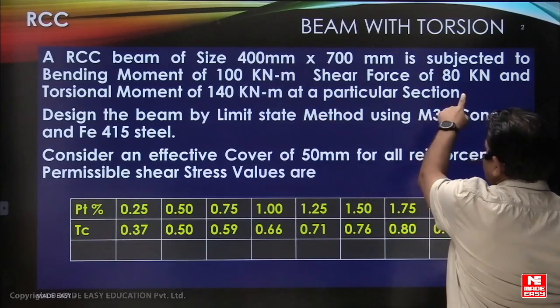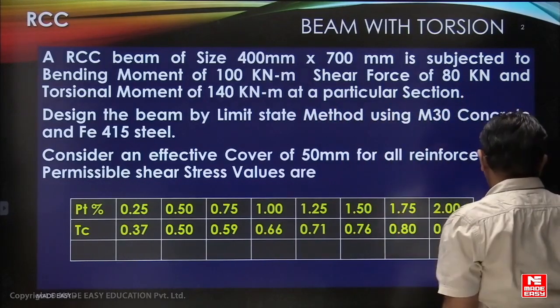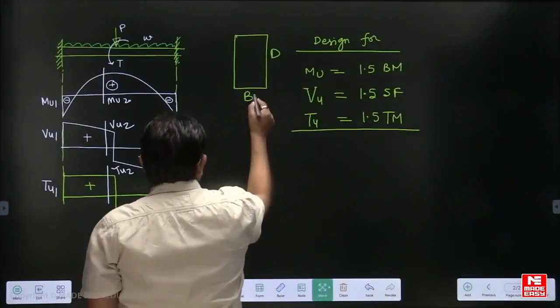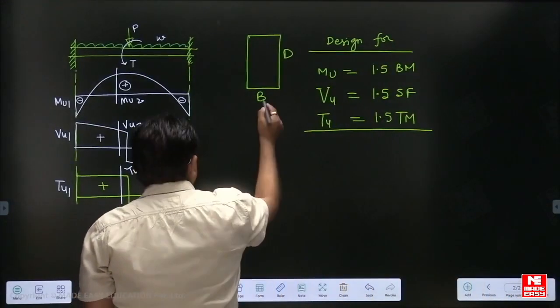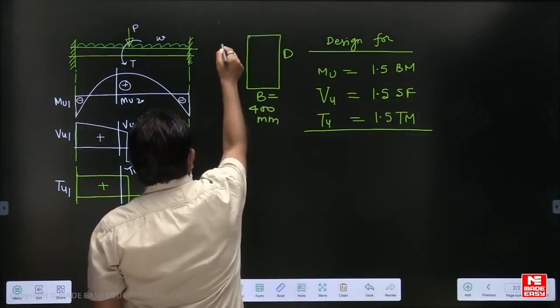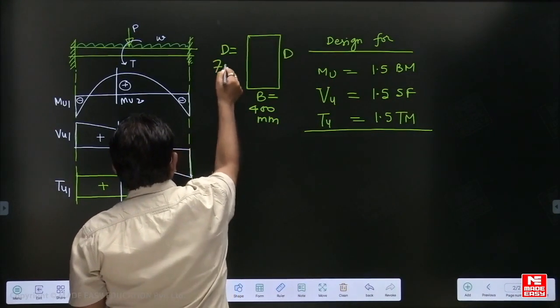So 100, 80 and 140, size of beam is 400 by 700. So B is 400 mm, overall depth of the beam is 700 mm.